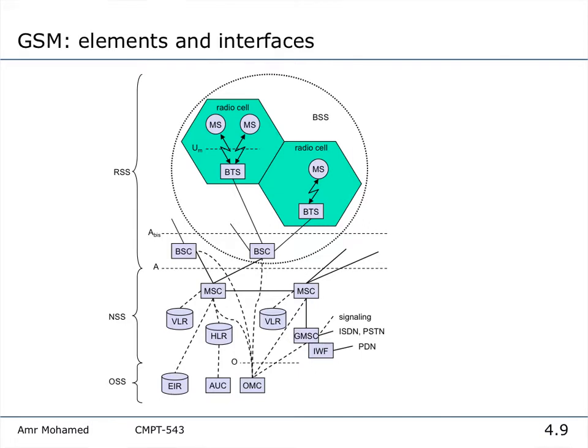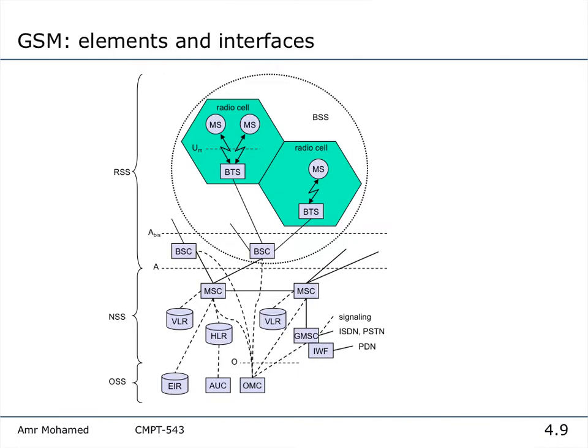And then the visitor location register contains all the information related to where they are now, okay, in which location area. Basically, when you move from one location area to another, you get assigned temporary IDs during the time that you are in this location area. So all this temporary information gets stored in the visitor location register.